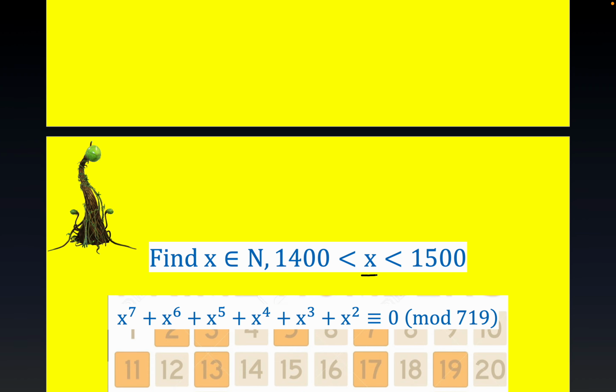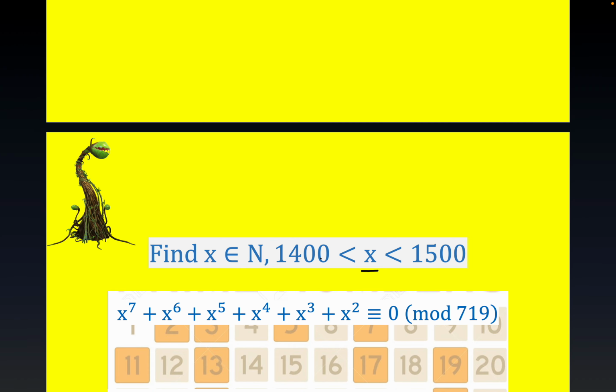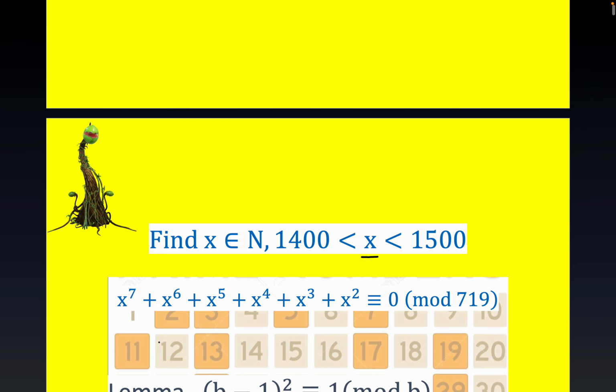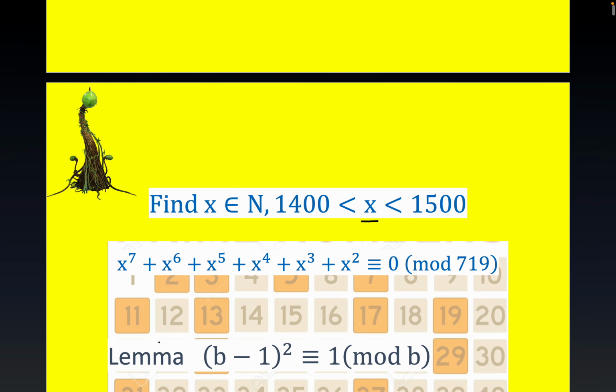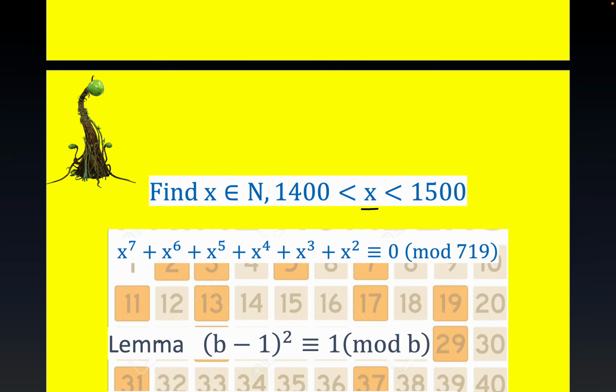Good day, everybody. We're looking for an integer between 1400 and 1500 that's sort of related to the modulus here, that will be a solution to this seventh degree congruence. Now, they may look rather difficult. Seventh degree polynomials are certainly hard to solve, right? So what about the congruence? Well, it turns out there's a result that makes the problem really quite straightforward.